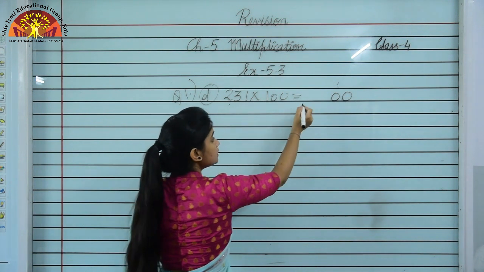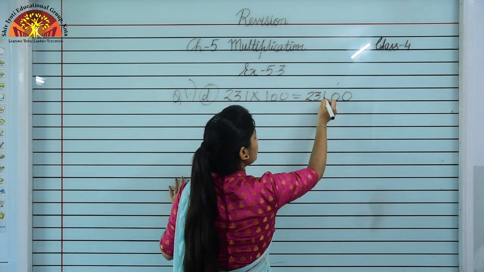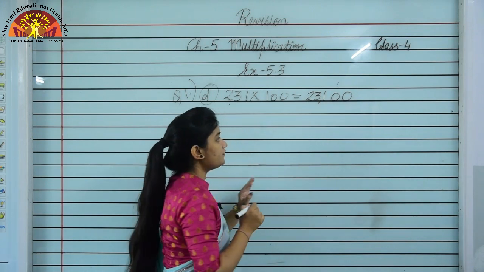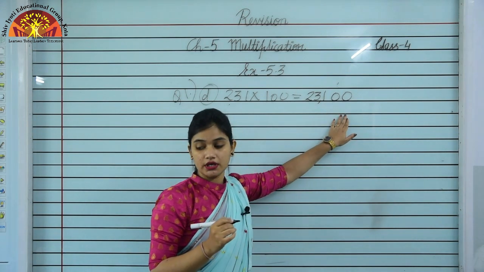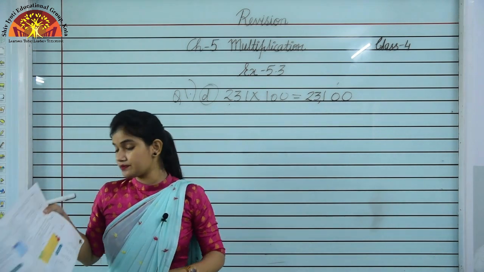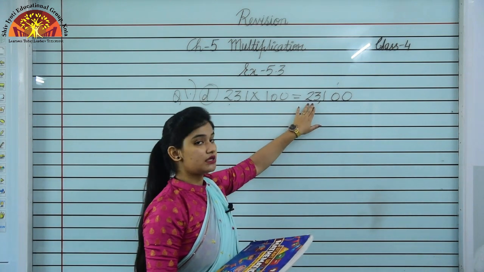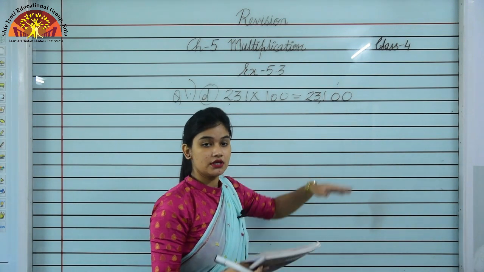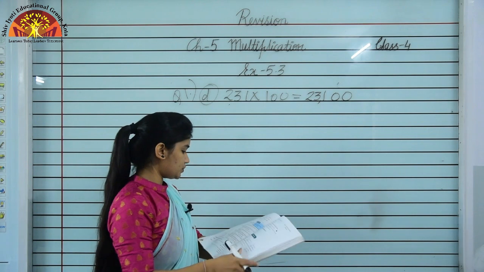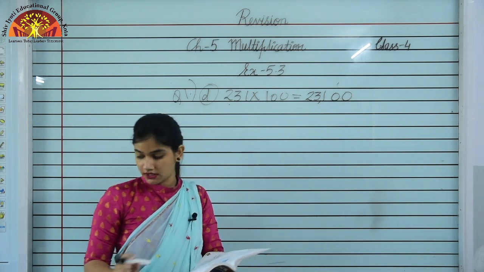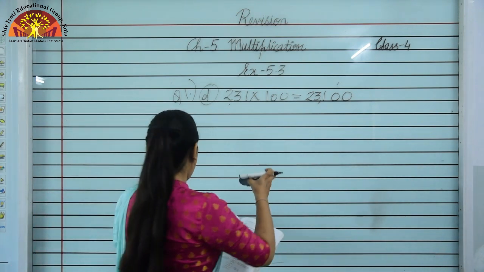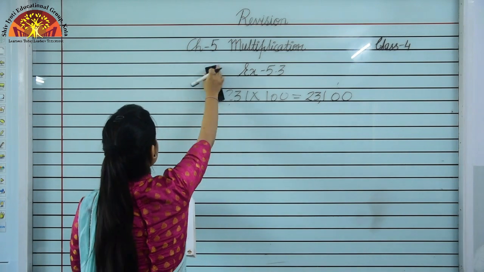231 is given in the question. So 231 will come here, and the answer will be 23,100. Is it clear, students? The answer is 23,100. Now we'll see the next question, students, on page number 58, question number 2. Page number 58, question number 2.